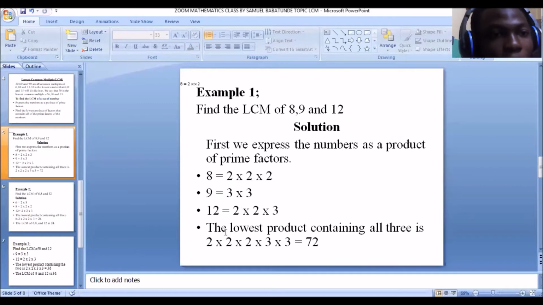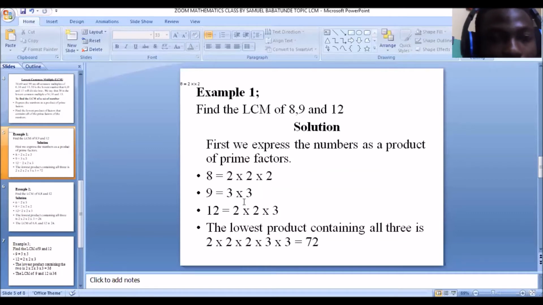So what do we do now? The lowest product containing all these three is, you pick your 2, times 2 again of this, and times 2 again of this. You have it here, 2 times 2 times 2. Now also you have 3 of this 9, and times 3 again. Now if you look at this 12, you won't include this 2 in 12 again. Why? Because these 2 are already found in 8.